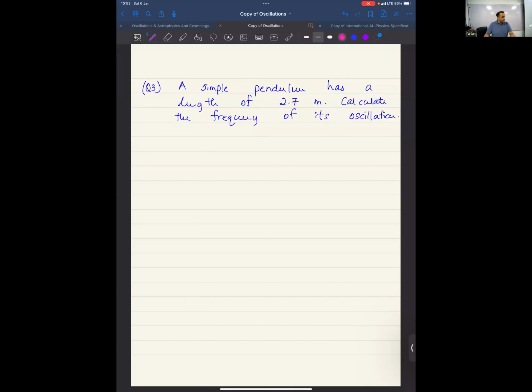That's the answer. So you use T equals 2 pi square root of L over g and find the time period, and the frequency is what is needed. Frequency will be the reciprocal of the time period. I get 0.303 hertz. Okay. And the next one.